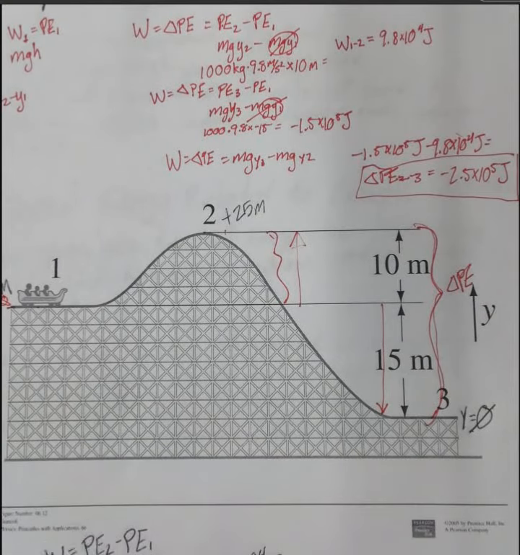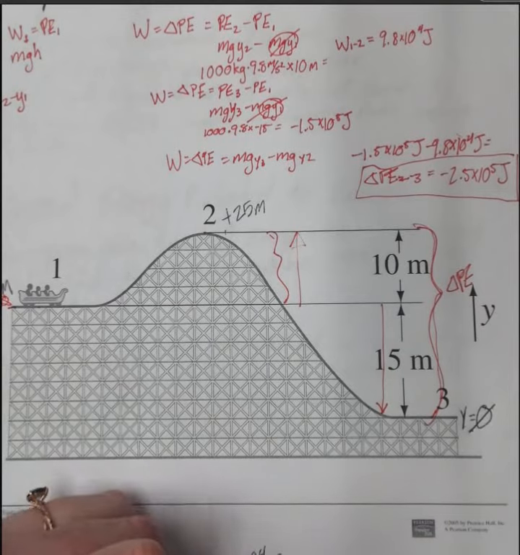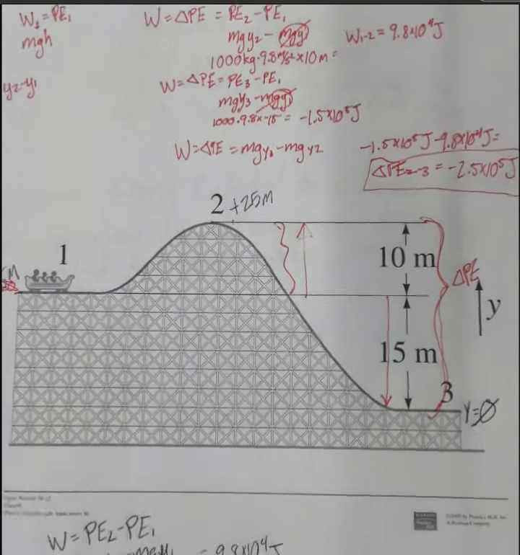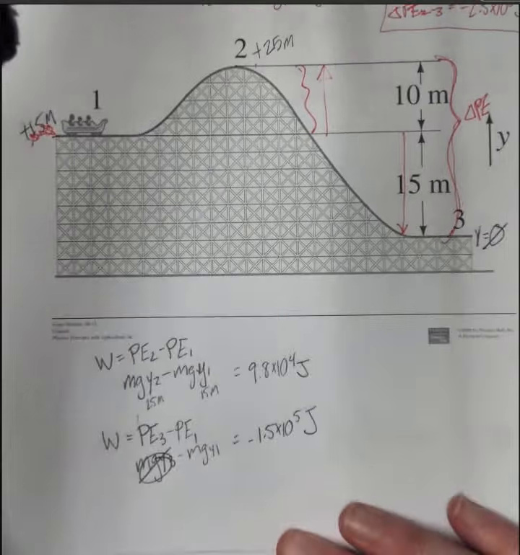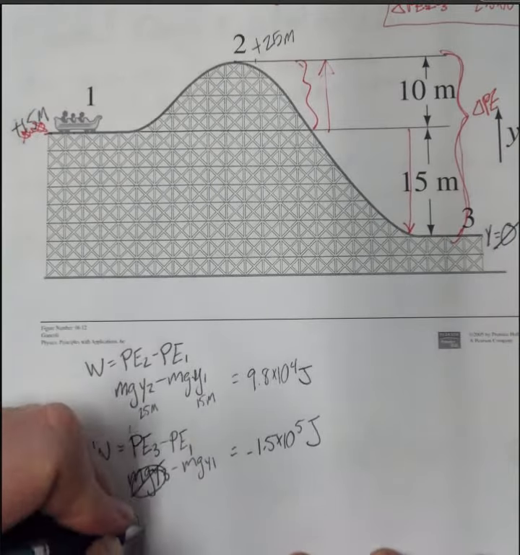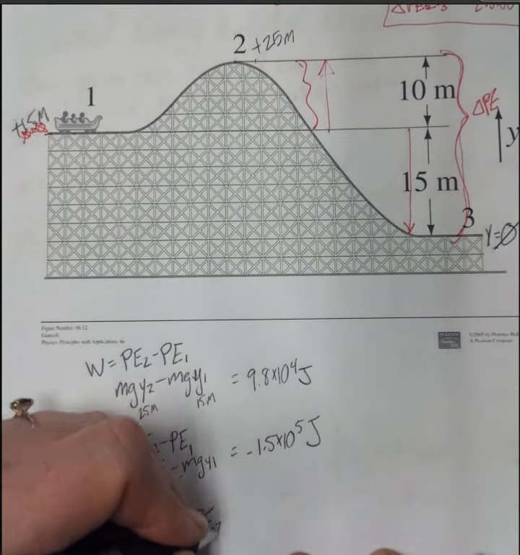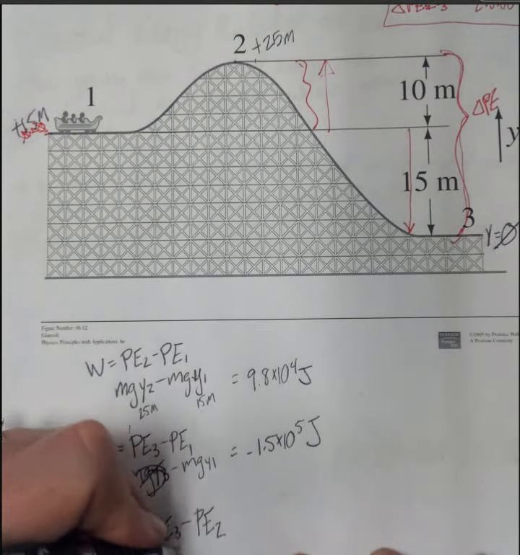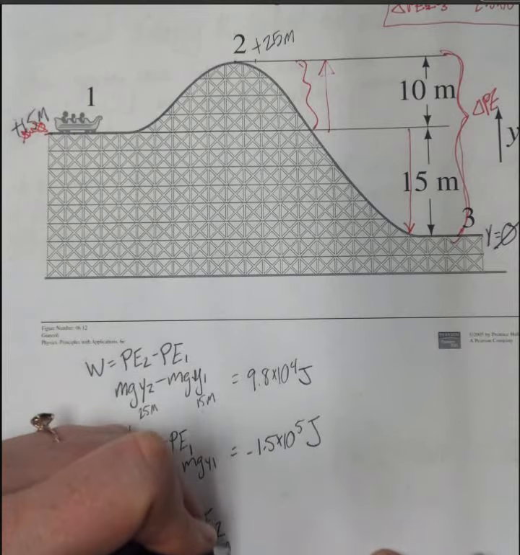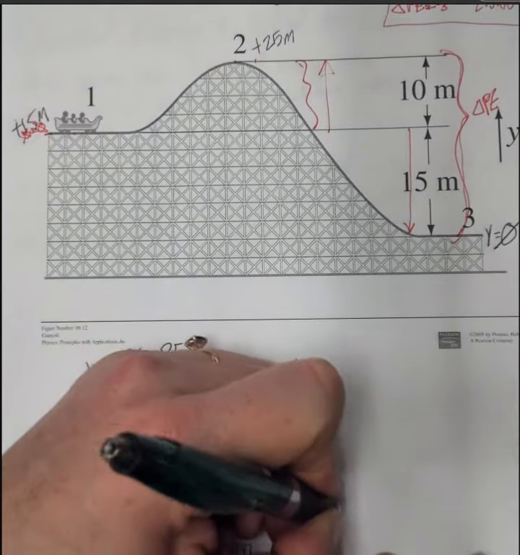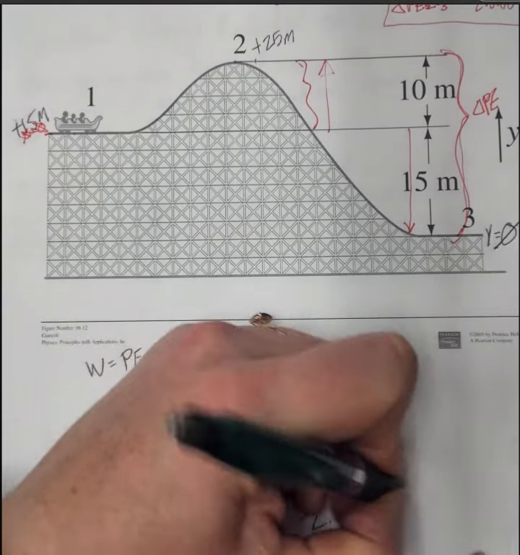mgy1 is a positive 15, and so you're going to end up with the exact same variable, negative 1.5 times 10 to the 5th joules. And then finally, we can calculate our work done from PE2 to PE3. Now here it's going to be mgy3 minus mgy2. The difference between y3 and y2 is still the same, and so we're still going to get that same value, 2.5 times 10 to the 5th joules.